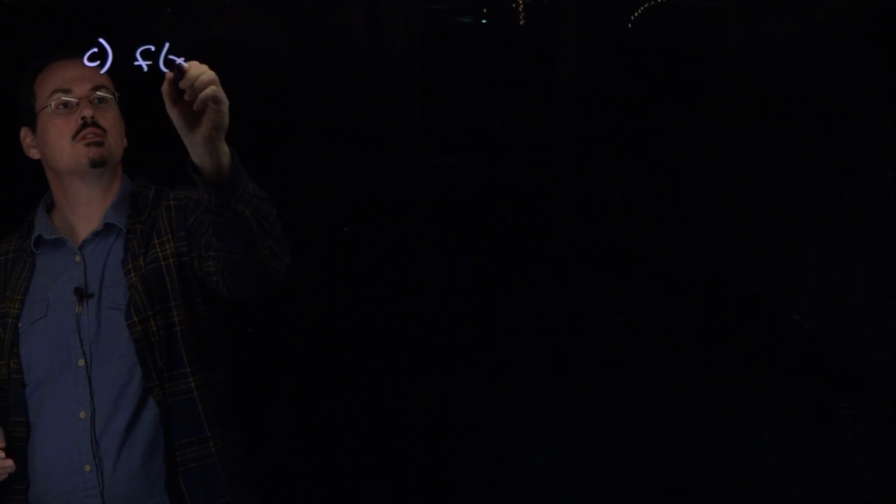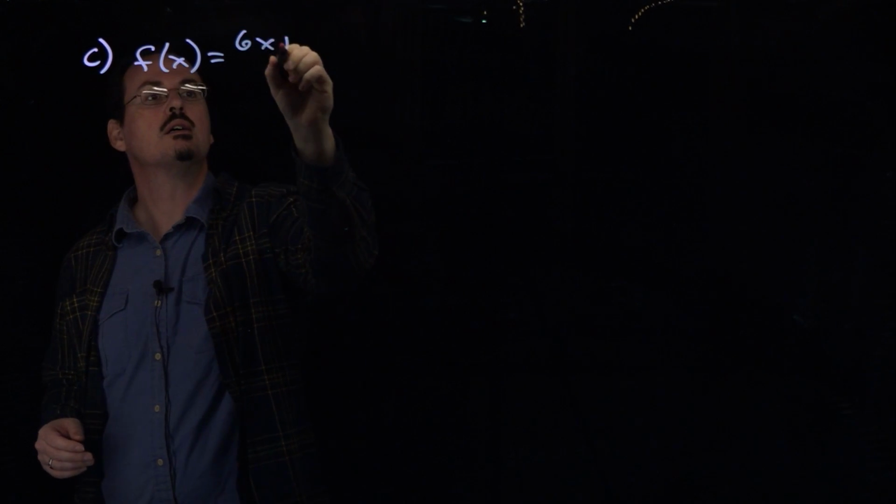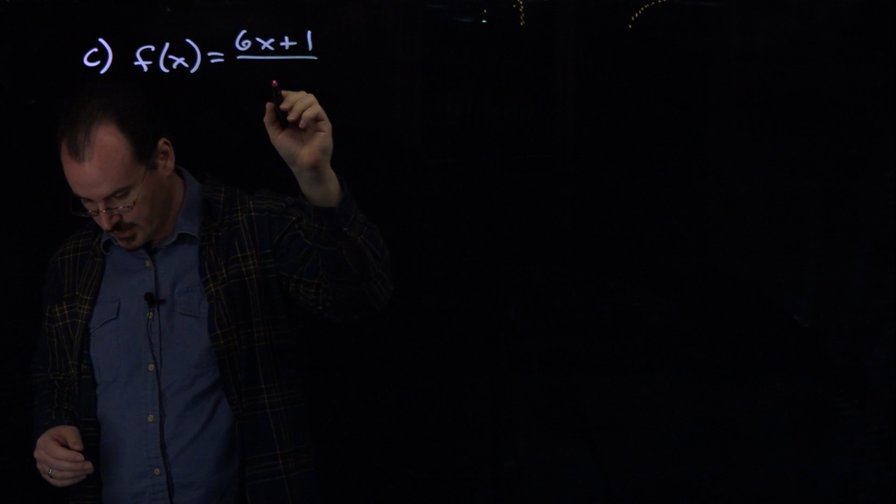Continuing with problem 1, section 4.2. So we're in part C. This one says find the derivative of this quotient function. So 6x plus 1 over 3x plus 10.